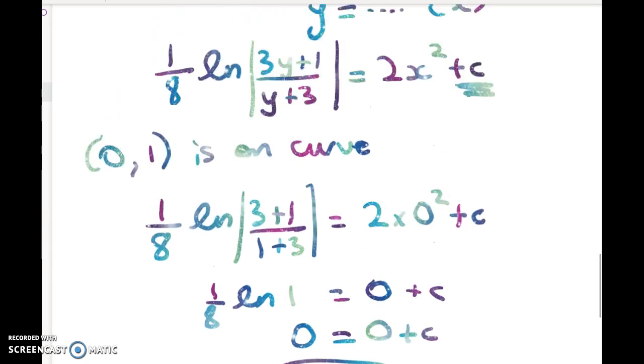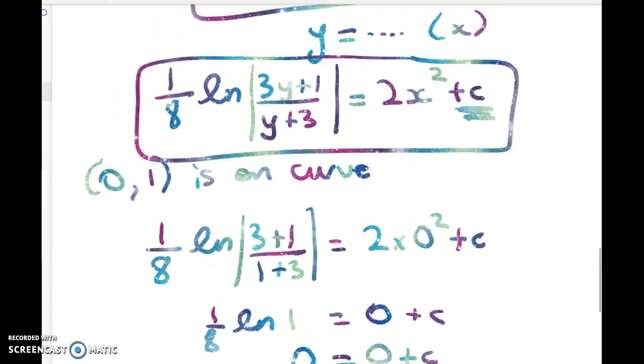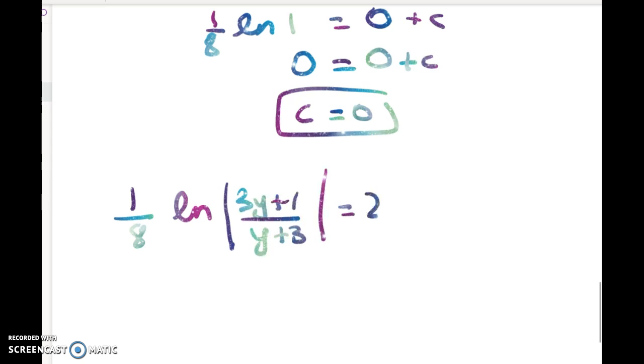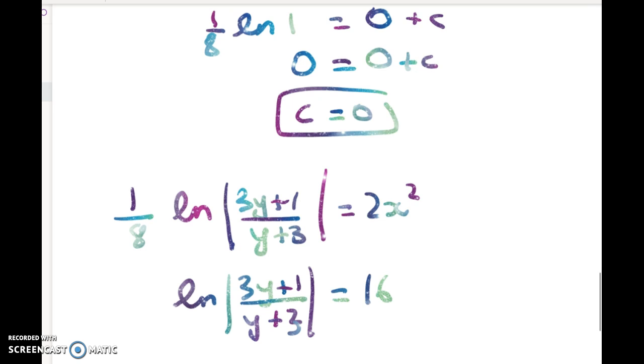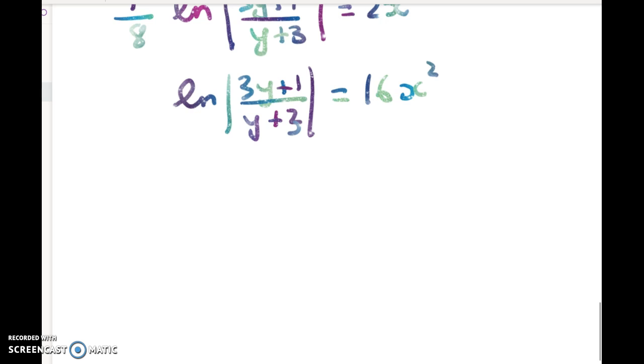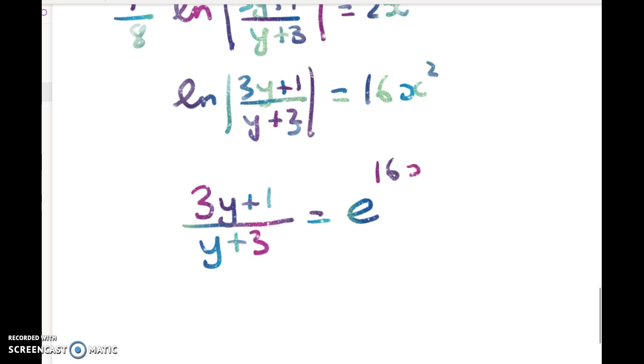So that's good, because now I can go back to here and simplify this a little bit more. We're just about there now. We've got 1/8 of the log of (3y plus 1) over (y plus 3) is equal to 2x squared. Multiplying through by 8, I get this. So don't skip any steps in here, because it's really easy to muck them up. There's 16x squared. And the last step is to, I guess, exponentiate both sides. So we get (3y plus 1) over (y plus 3) is equal to e to the 16x squared.